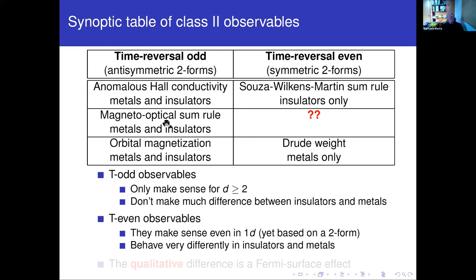They don't care whether you have metals or insulators. They are actually the same formulas. But instead, the T-even ones are different. One is defined for insulators only. One is defined for metals only. In an insulator, the weight is trivially zero, and the sum rule here is infinite, formally divergent. The reason has to do with whether there is a Fermi surface or not. The Fermi surface makes this, but this Fermi surface is ineffective on the antisymmetric part.